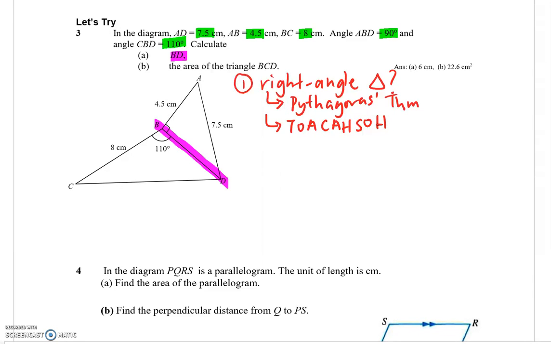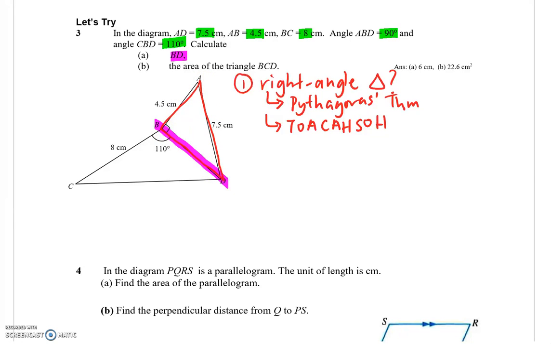Alright, so let's look at triangle BCD. Is it a right angle? So far we only know that there is 110 degrees here, and it is unlikely that these two are going to be right angles. Therefore, we cannot use triangle BCD. We need to consider triangle ABD.